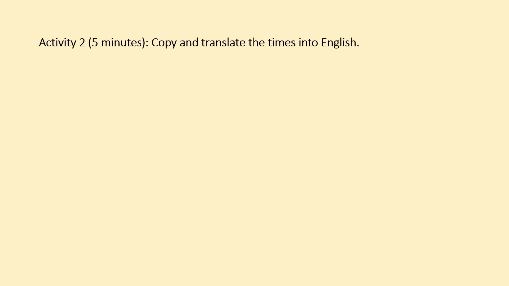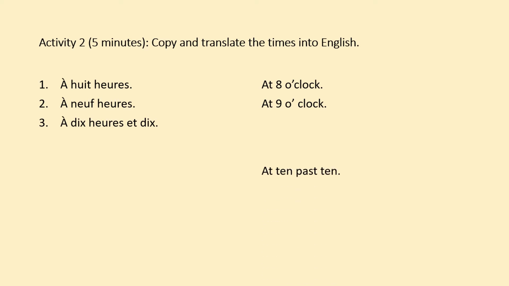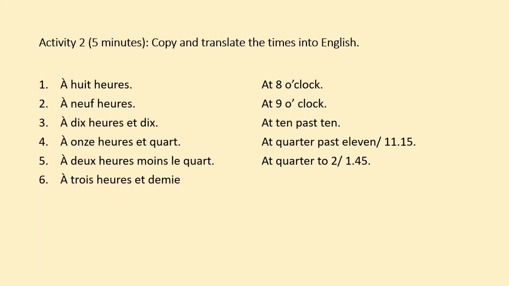Okay, and your answers, les réponses. Numéro 1, à 8 heures, at 8 o'clock. 2, à 9 heures, at 9 o'clock. 3, à 10h10, it's 10 past 10. 4, à 11h15, at quarter past 11, 11:15. 5, à 2h moins le quart, at quarter to 2, which is also 1:45. Et finalement, finally, numéro 6, à 3h30, at 3:30. So just check that's all correct now.